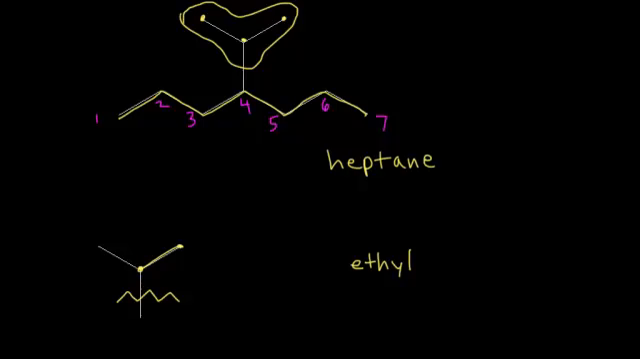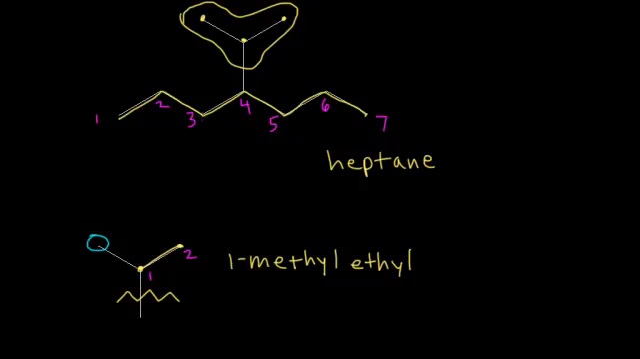I'm going to go ahead and number it, right, to give my branching group there the lowest number possible. So I go 1 and 2. So what is my substituent coming off of my ethyl group? Well, that's a methyl group coming off of carbon 1. So I name it as 1-methyl ethyl. Okay, so now that complex substituent is named as 1-methyl ethyl.